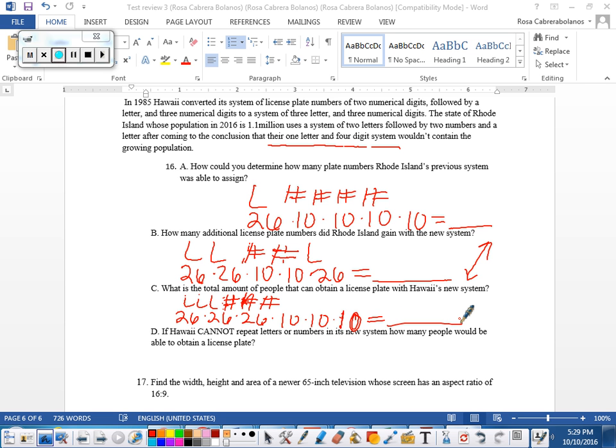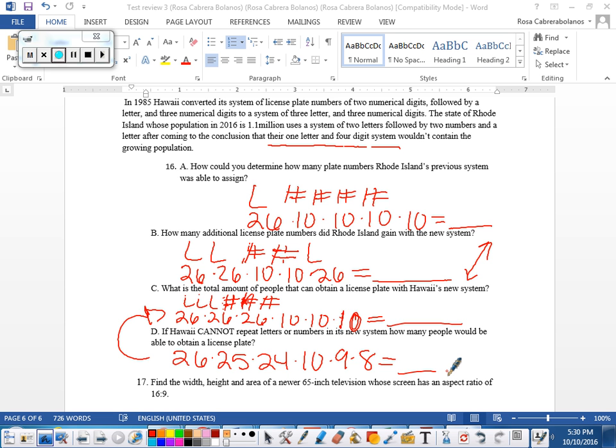And then finally, if Hawaii cannot repeat letters or numbers, how many license plates can you get? So we're looking at that letter, number. 26 times 25, because you can't repeat it, times 24. And then 10 times 9 times 8, because you can't repeat it. And then you'll have that answer.